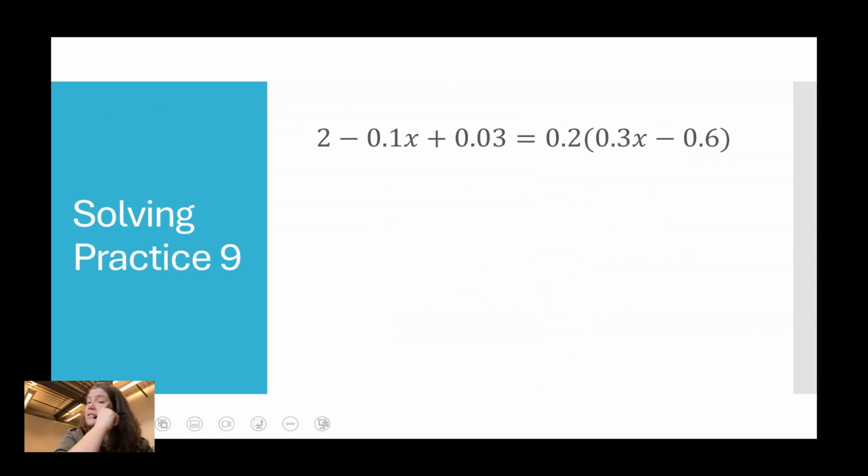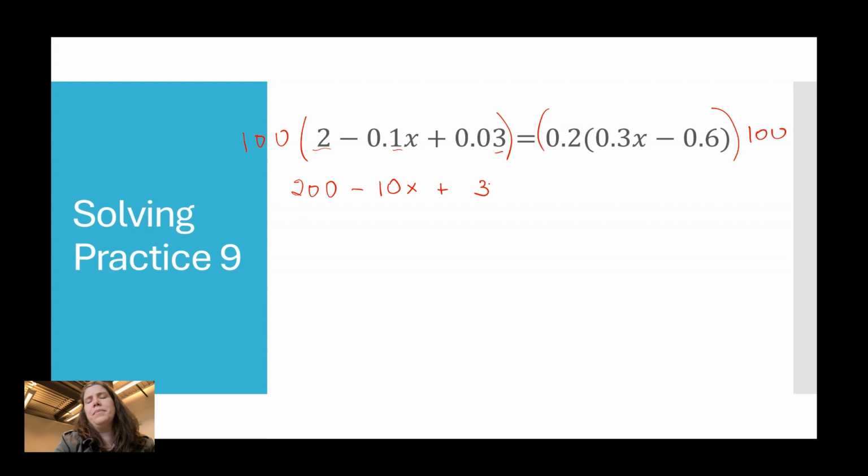Here's another. Let's look for our smallest place value. Ones, tens, hundredths. I'm sorry, I said tens, but that was tenths. Hundredths, tenths. So we're going to multiply everything by 100 this time to make everything bigger. So 100 times 2 is 200, and 0.1 times 100 is going to make 10, and 100 times 0.03 is going to make 3.